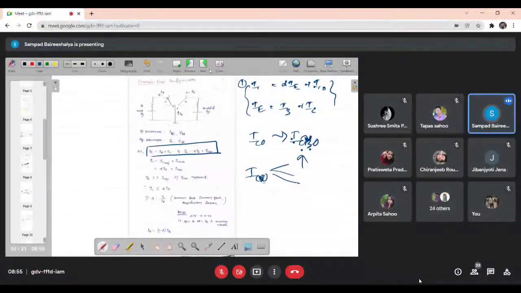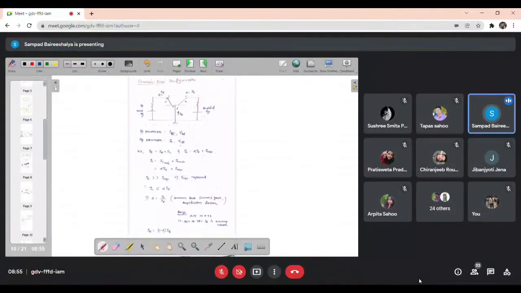Is that clear? Okay, so we mention the same equation here, and what we did is change the name to ICBO. We already know the majority current is much greater than this minority current, so we neglected it. If I neglect it, I can write that IC will be approximated to alpha times IE. Yes or no?